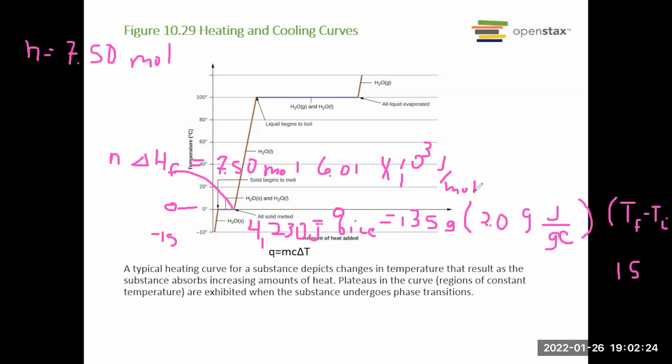135 divided by 18. Check it to be sure, because I'm on a roll today, so I'm just putting stuff in. Yes, you want to cancel out the grams, right? So if we have 135, you divide it by 18 grams per mole. So you divide 135 by 18.